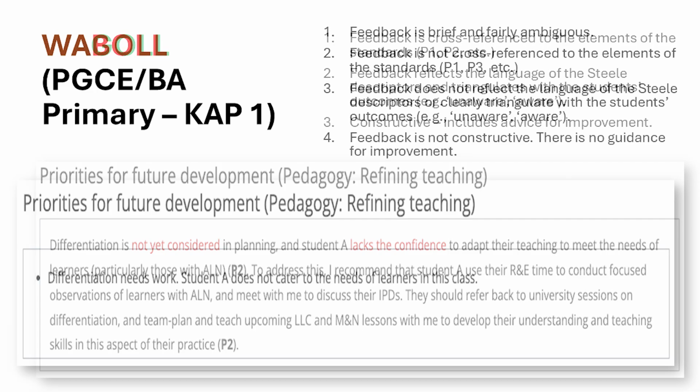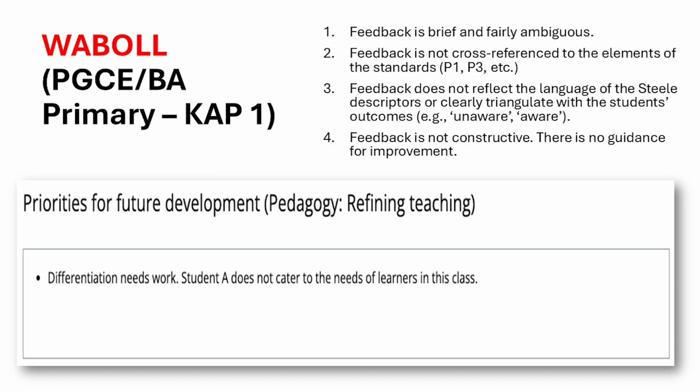If we look at one which is perhaps not so successful in prioritising future development, what you'll notice is, again, the feedback is brief and fairly ambiguous, that it's not cross-referenced to the elements of the standards. Again, there's lack of that language of the STIL descriptor. And the feedback in this case is not constructive. So it's just differentiation needs work. That is not really going to support the student teacher in their journey moving forward. How are we going to help them? What guidance and how are they going to improve?